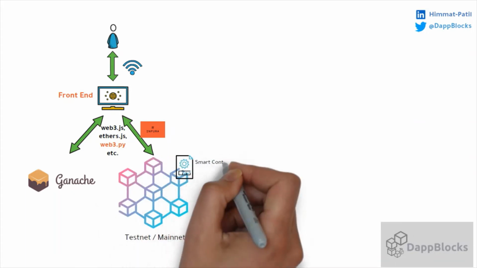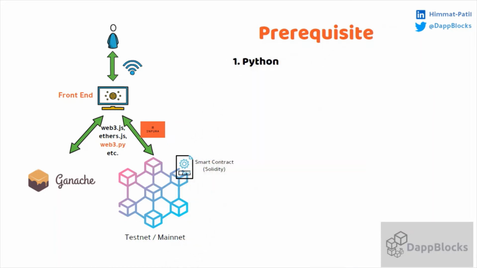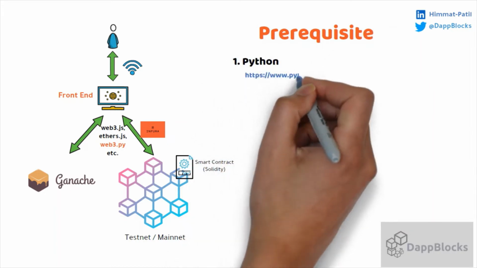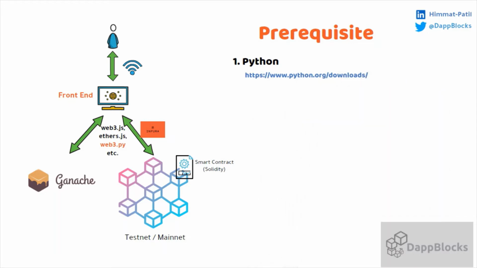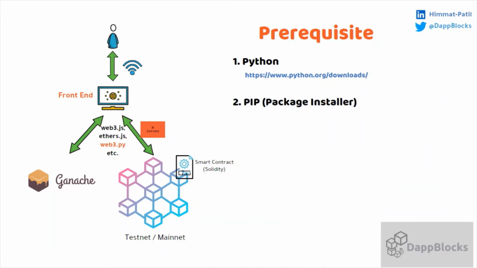Let's get started. Prerequisites. First, Python. Install the latest version of Python. You can download it from python.org. Second, the package installer pip. Pip is a utility to manage package installations from the command line. If you have installed Python 3, then pip is installed by default. If not, then you need to install it. You can check whether pip is installed by using the command pip --version.